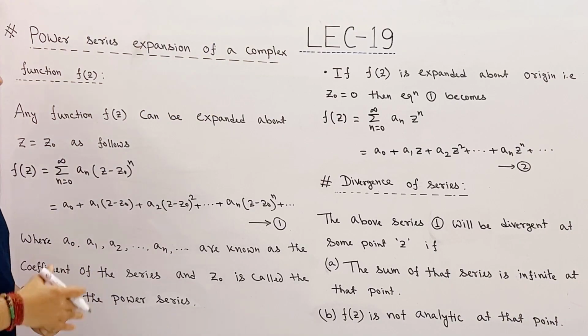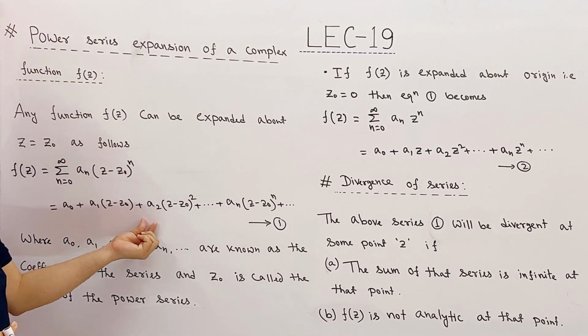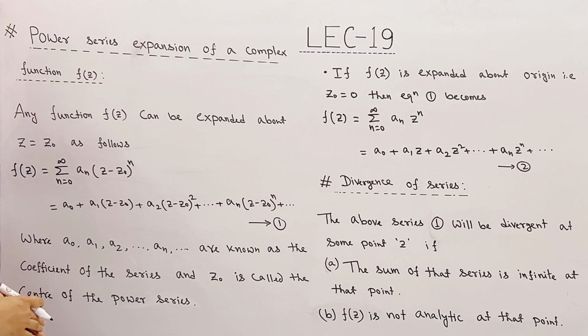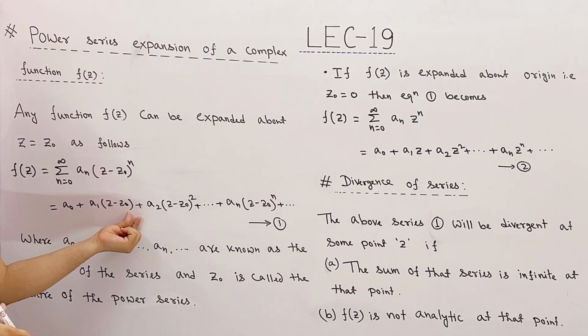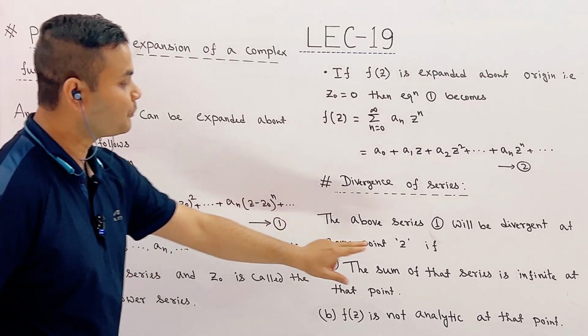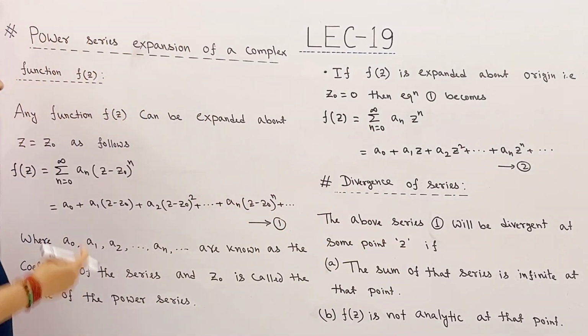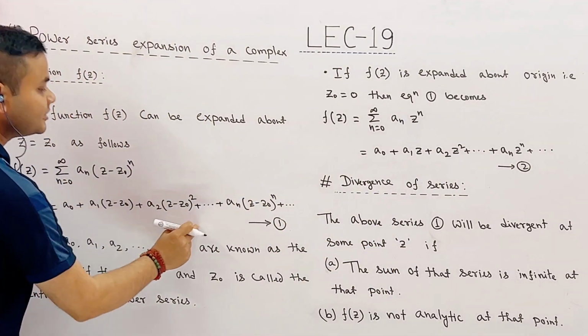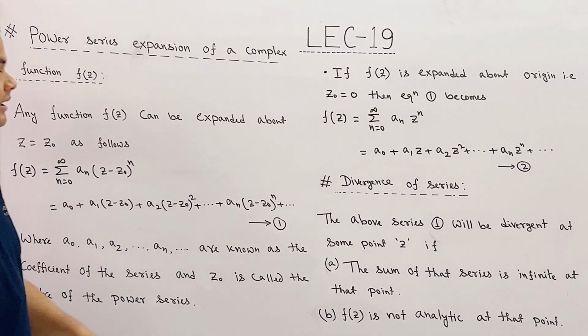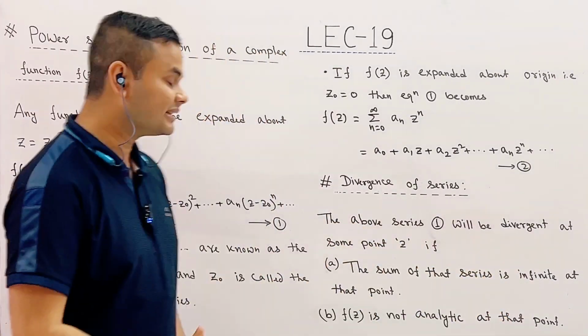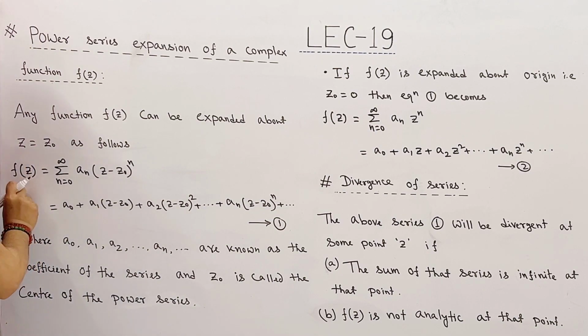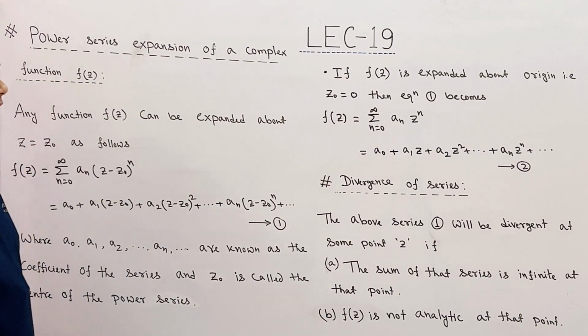Next, let us learn under what conditions this power series is said to be divergent. Students, this power series is said to be divergent at some point z if it satisfies two conditions. First condition is that the sum of the series about that point has to be infinite, and second condition is that this function f of z is not analytic about that point.